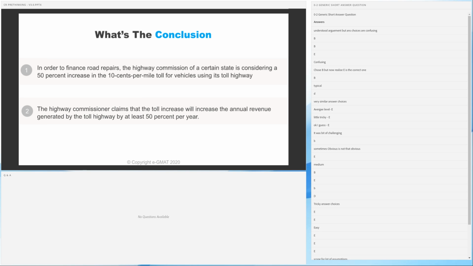One of the first things you've got to do is figure out what the conclusion is. So what's going on in this argument? You want to finance these road repairs, and the Highway Commission is considering increasing the toll. How much of an increase are they talking about? A 50% increase in the current toll, which is 10 cents per mile. And the commission is claiming that as we increase the toll, the annual revenue is going to go up by 50%.